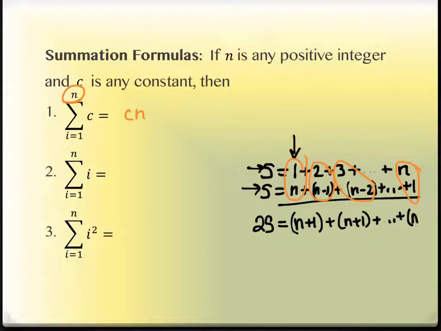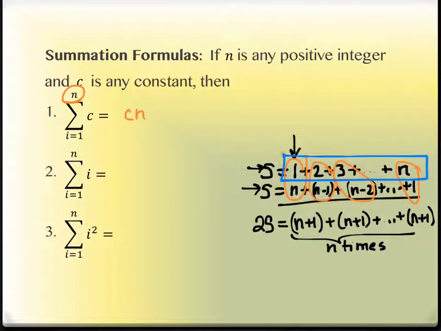Now here's your question of the day. How many n plus 1s do I get? N. How'd you get n, Jacob? Because it sounded good. Why would n be the right number? Why is it n? Jacob's right, it is n. How many numbers are in that blue box? There are n. I start at 1, I stop at n.